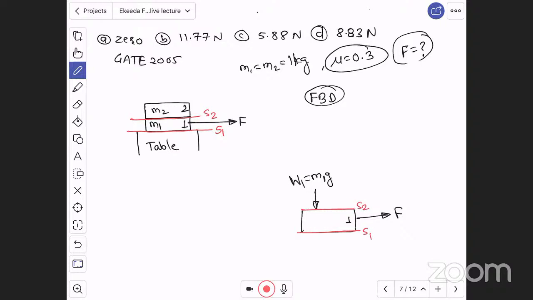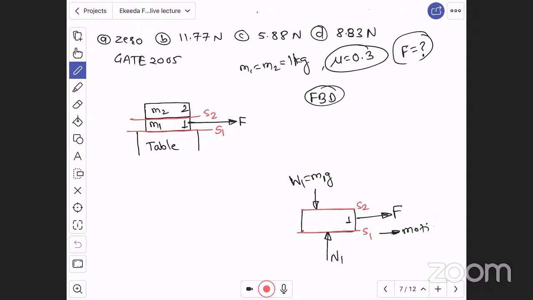Now for the lower surface, there will be a normal reaction n1. N1 is the normal reaction of the table on the lower book. Right. Now can I say, because of this force F, the lower surface is trying to move towards the right.